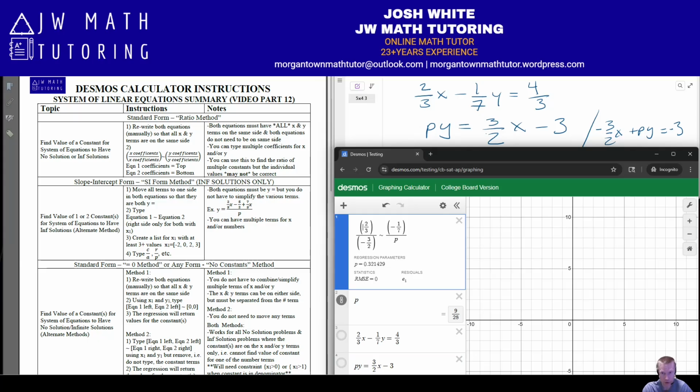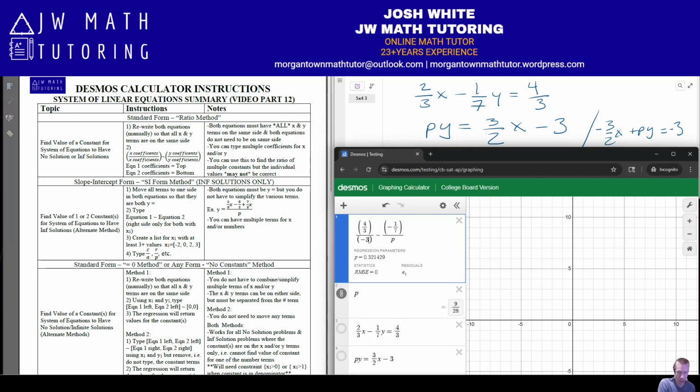However, I could have used the constant terms as well. What I mean by that is, instead of the x coefficients, I could have also used 4/3 and put that over negative 3. And notice I get the exact same answer. I get 9/28 for p. Still get infinite solutions. So even though on the sheet I have x over x and y over y, you can also use the numerical constant terms. Notice that is only for infinite solutions. You cannot do that for no solution. It's only for infinite solutions that you can use those as well. So please just be aware of that.